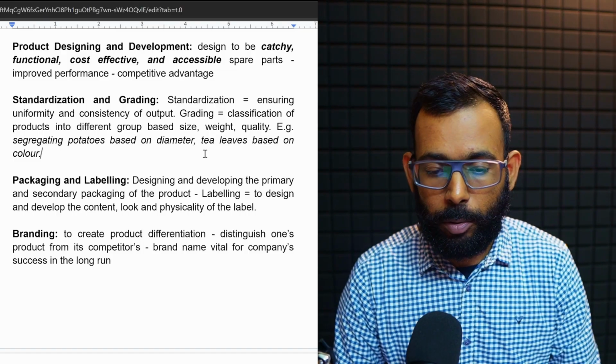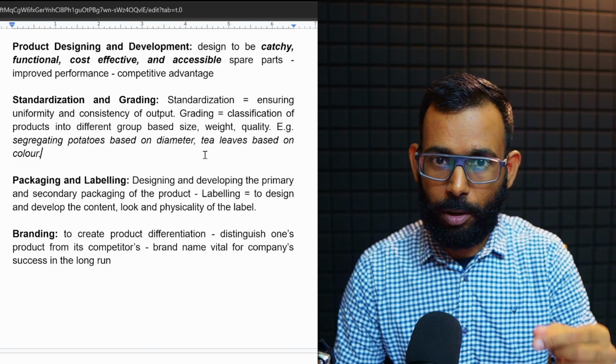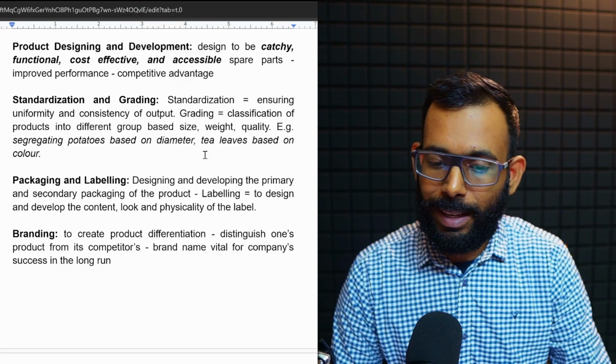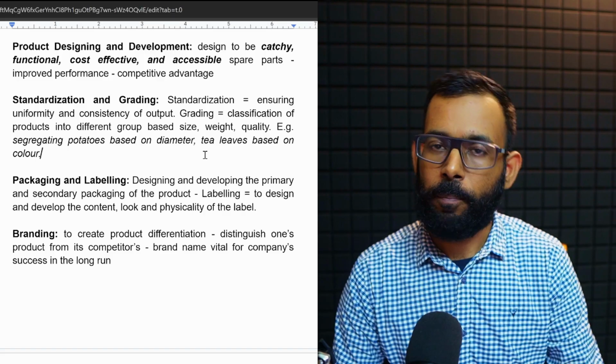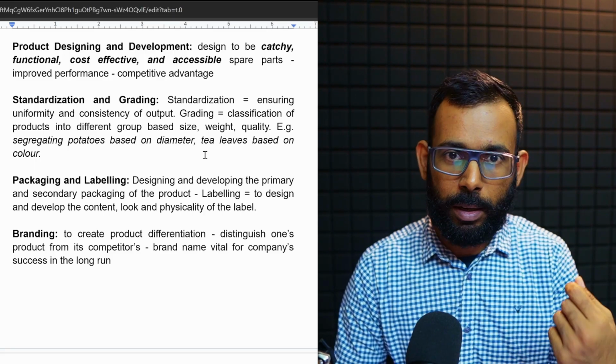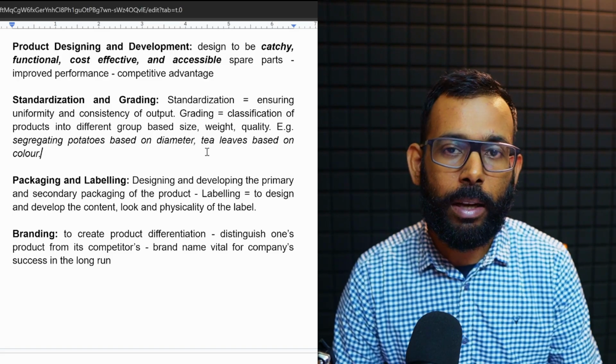Let's say you are in a tea company, and you can segregate the leaves based on the maturity of the leaf, the texture of the leaf, the color of the leaf. Either it is too young or it is too old. You can see by the color and the texture. The people who are experienced, the tea leaf pluckers, they know it. So they will do grading accordingly.